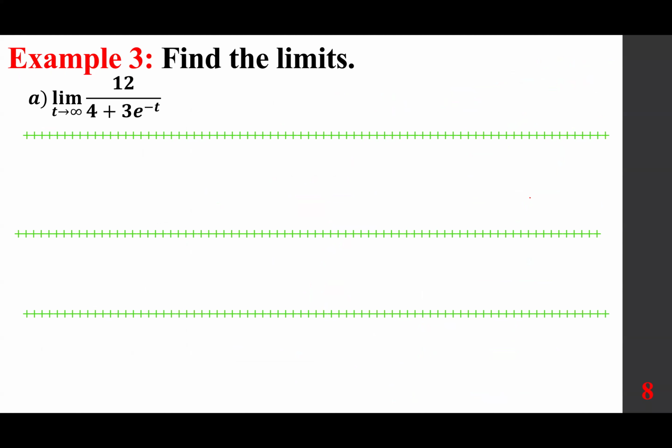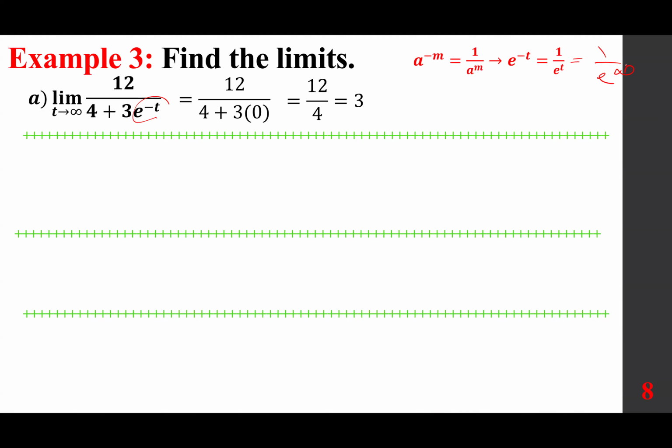Now what happens? Again, you just plug in everybody. And e to the power minus t is 0 because we use the negative exponentials. e to the power minus t is 1 over e to the power of t, which means 1 over e to the power of infinity, which means 0. And so the answer is 12 over 4, or 3.